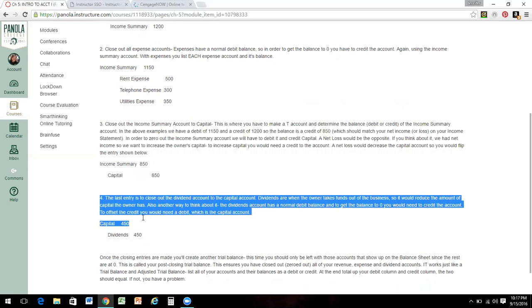The last part of the financial statement is this step 4. So how much dividends or draw the owner took out of the business needs to be accounted for. So draws or dividends have a normal debit balance. So to zero them out, we would have to credit it. So that's what happened here. So we're going to reduce our capital account with a debit. We're going to reduce our draw or dividends account with a credit for however much it says in the problem. So those are your 4 closing entries.